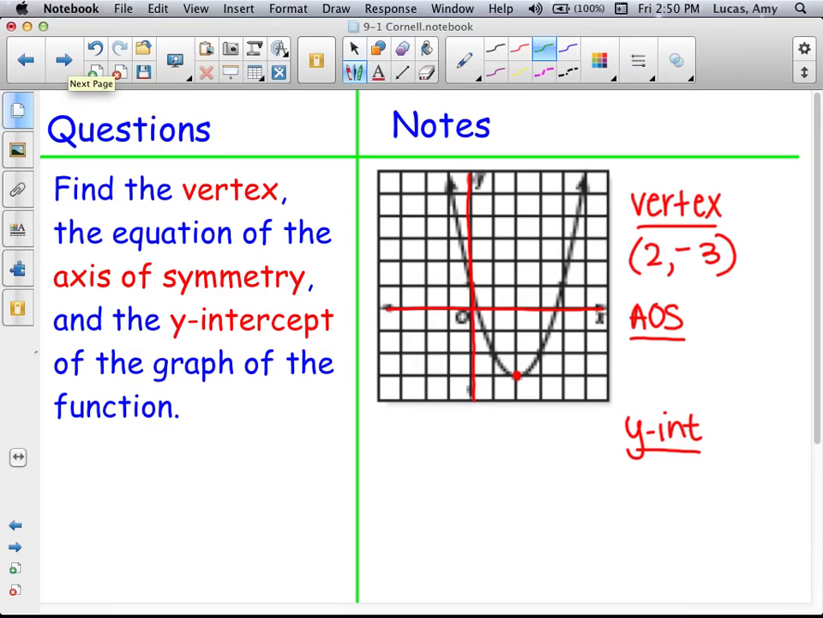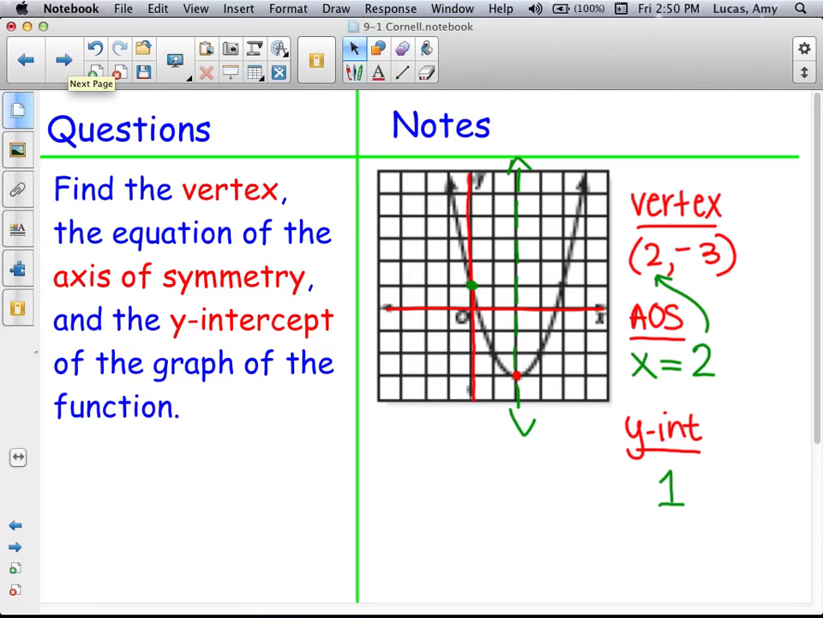The axis of symmetry splits that parabola in half, so the axis of symmetry is going to be the vertical line represented by x equals 2. Remember that the x coordinate of the vertex has to match the axis of symmetry. And then my y-intercept is right here, so my y-intercept is 1. That's where that parabola crosses through the y-axis.